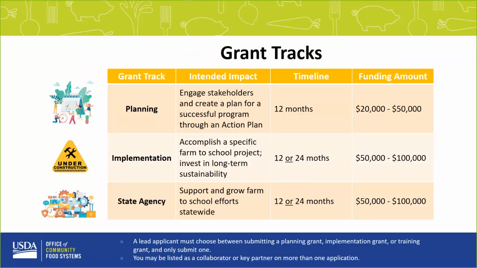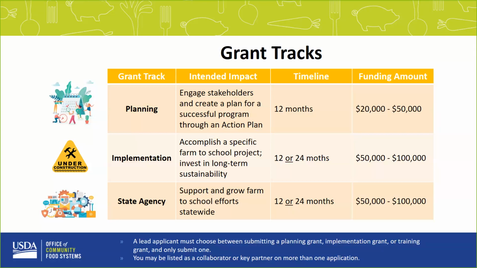Applicants must choose one of 3 grant tracks when they apply to a farm-to-school grant. The planning grant track is for organizations that are relatively new to farm-to-school and want to develop an action plan for how to implement a comprehensive farm-to-school program. The implementation grant track is for organizations with farm-to-school experience that have a specific project or projects in mind to accomplish. The state agency grant track is a new track this year, specifically for state agencies looking to support farm-to-school efforts in their states. You can see the timeline for the planning grants is 1 year, and implementation and state agency grants can be either 1 or 2 years.